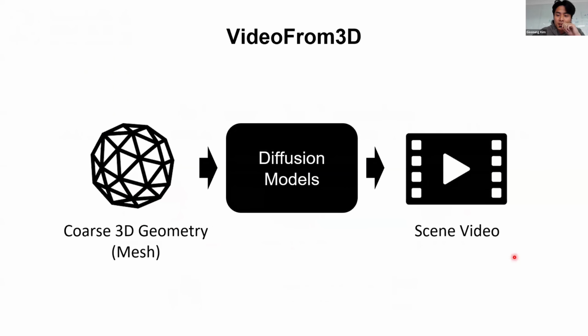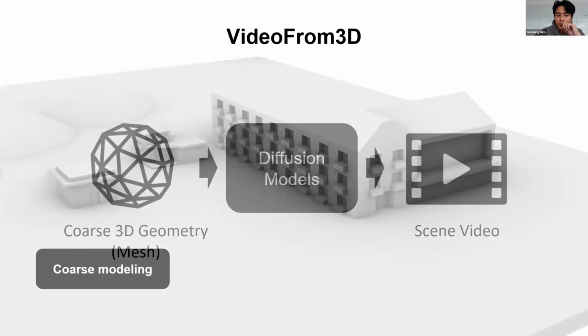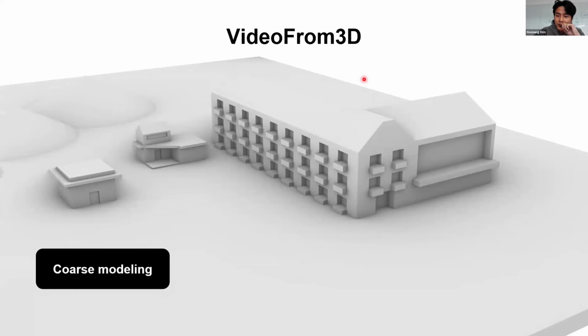To explain very briefly, Video from 3D takes coarse 3D geometry as an input and generates a scene video as an output. This is obvious from the name itself. Now let's look at this in more detail. In this method, the user can perform coarse modeling or just give a coarse model. As you can see in this example, the model has no details like a window frame or landscape elements.